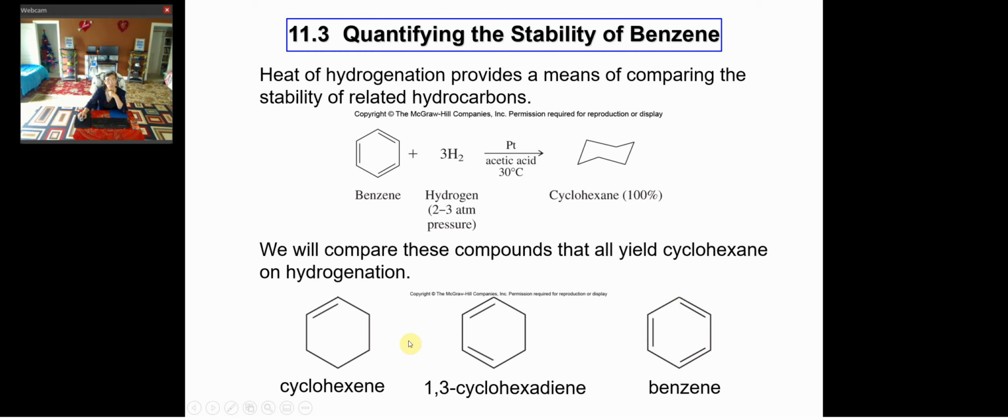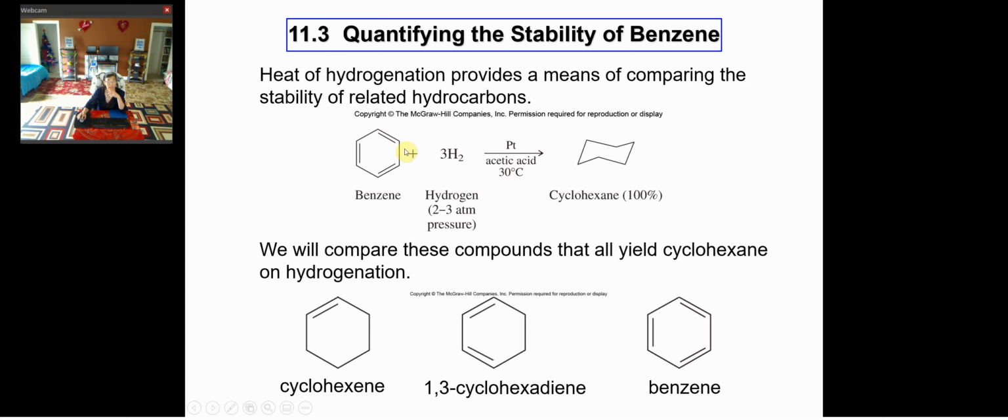So how do we know which one is more stable? This is what you are going to do. First of all, you apply a hydrogenation reaction. If benzene reacts with hydrogen, you eventually produce cyclohexane. This reaction requires platinum as a catalyst. You also need acetic acid at 30 degrees Celsius, essentially room temperature.